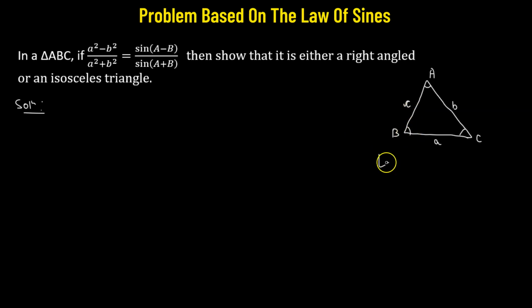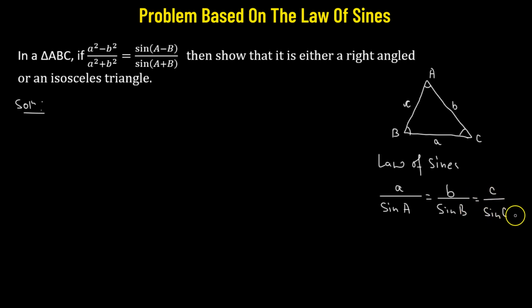The law of sines tells us that the ratio of side a to the sine of the angle opposite to that side, which is angle A, is equal to the ratio of side b to the sine of the angle opposite to it, which is B. This is also equal to the ratio of side c to the sine of the angle opposite to it, so that will be sine C. So this is the law of sines.